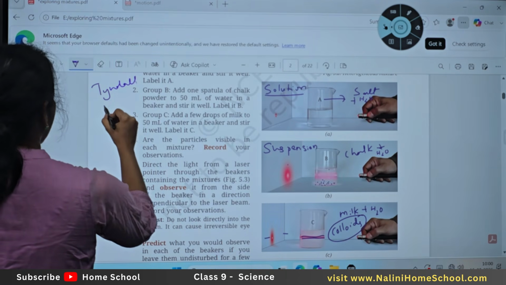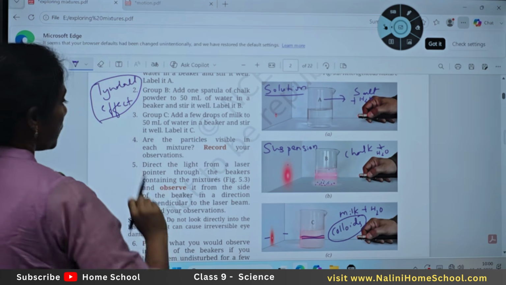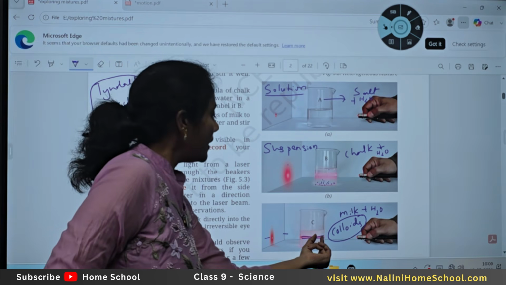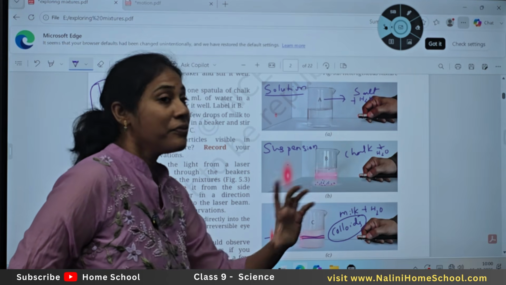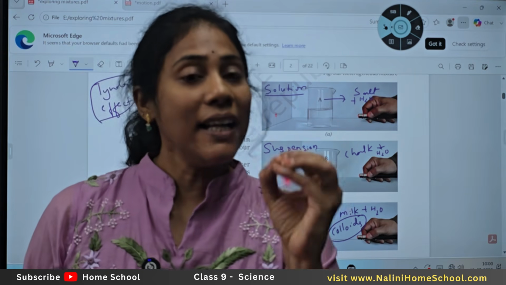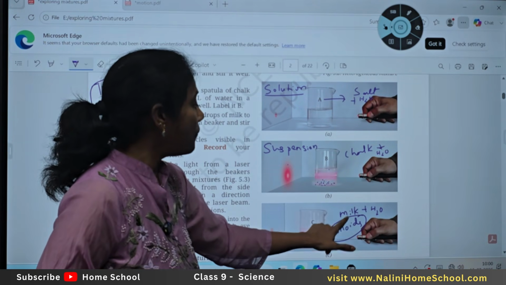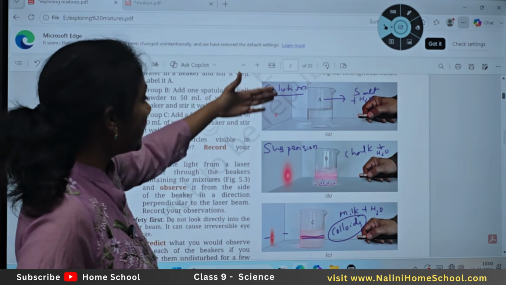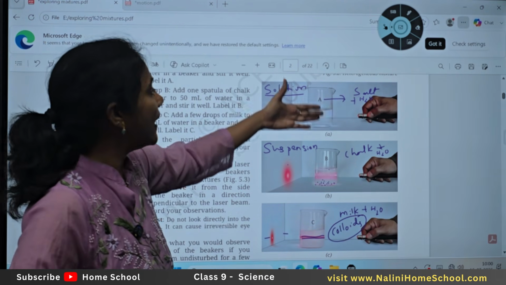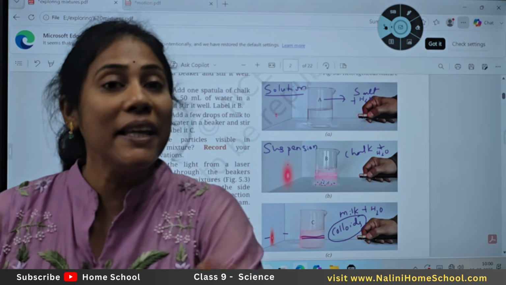I will explain what the Tyndall effect is, because the situation has come and I have used this word. So in this phenomenon you can clearly see the path of light. That nature itself is called the Tyndall effect. So the Tyndall effect is a very good property of what kind of mixtures? Colloids. So this activity itself tells you that mixtures are of different types, and different mixtures behave in a different way.